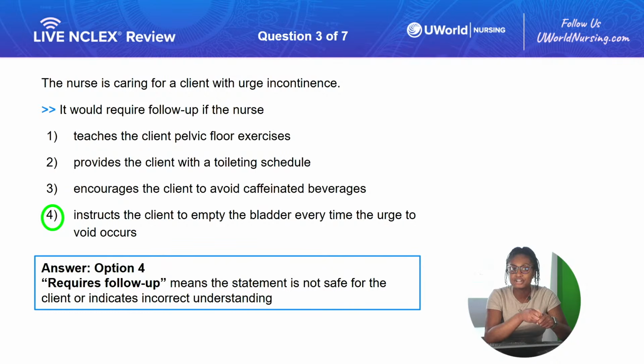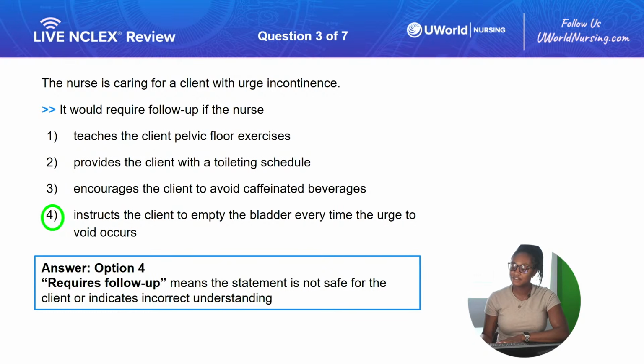And then option 3, encourage the client to avoid caffeinated beverages. Again, a correct answer, because caffeinated beverages also can act as a diuretic, and the diuretic can increase the urge to go to the bathroom. So we don't want to encourage them to drink caffeinated beverages because we don't want them to go to the bathroom so much, because we're trying to retrain the bladder. So everything with urge incontinence goes to retraining that bladder, trying to space out how often they go to the bathroom so that they can go on their demand and not that urgency demand.